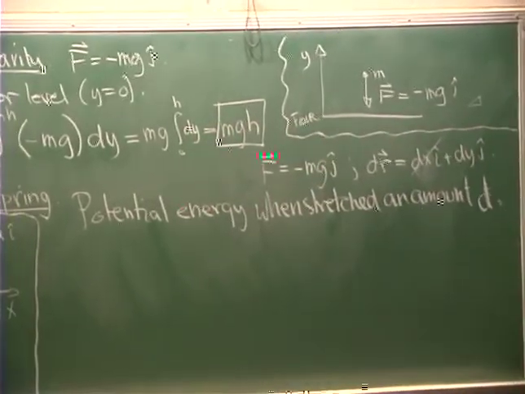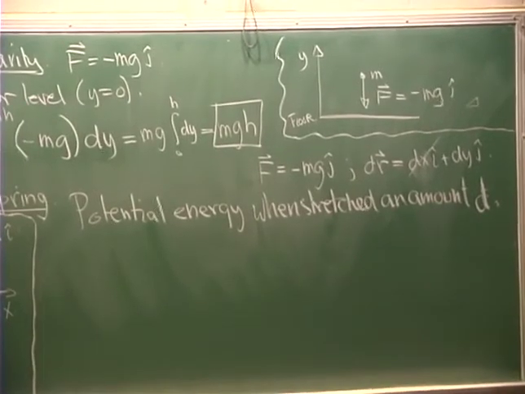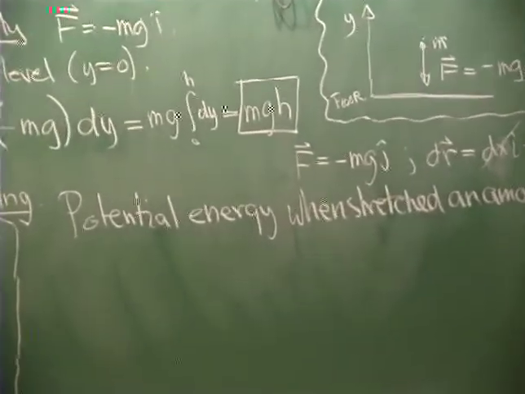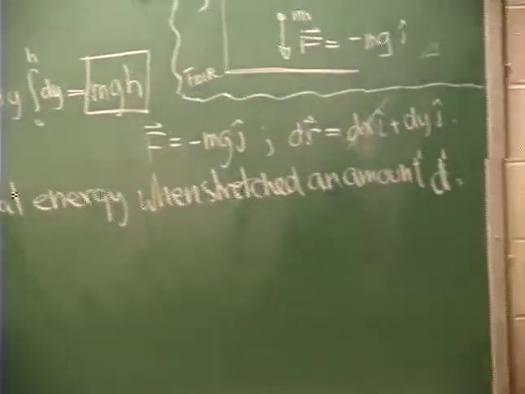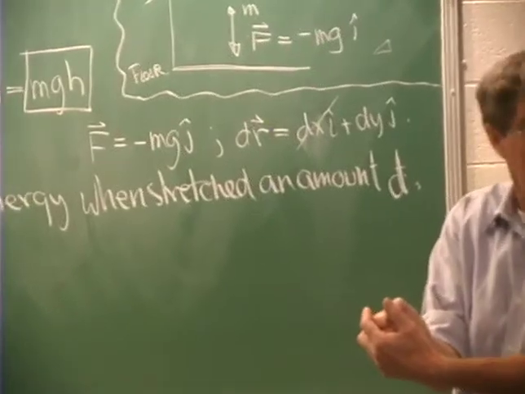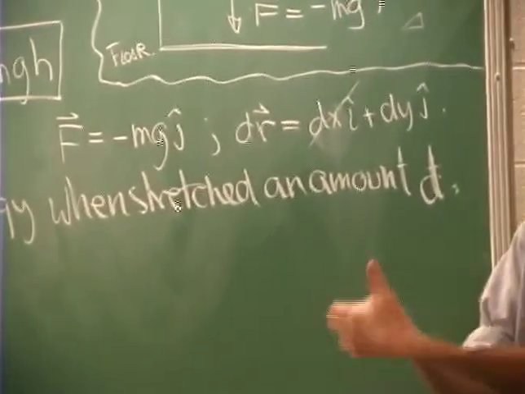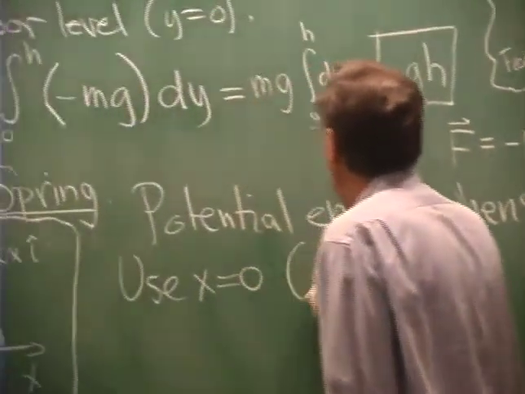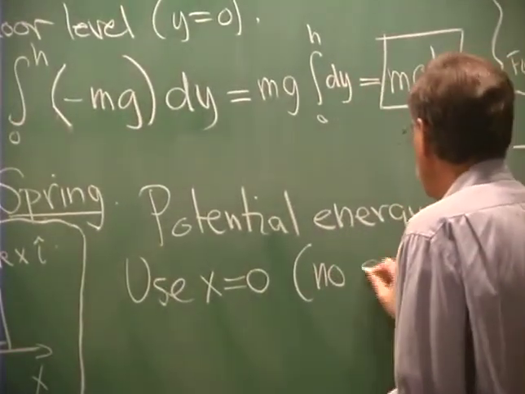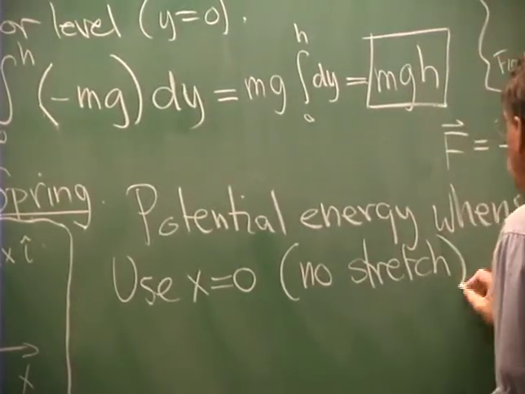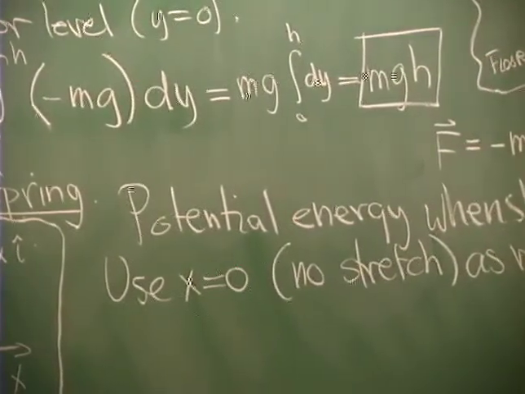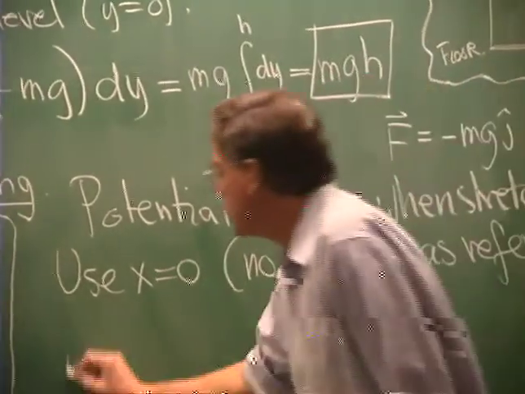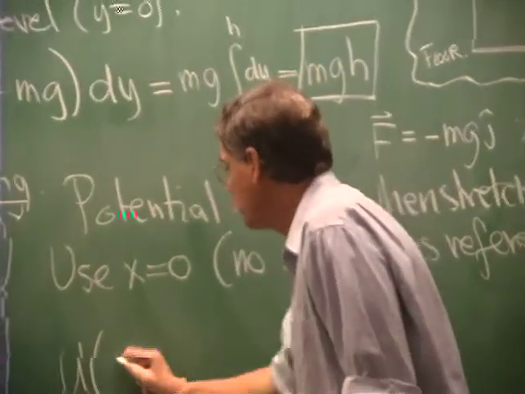First thing you've got to decide in calculating potential energy is what reference point you will use. For the spring, what is the natural reference point? The natural value of x. Zero. Equilibrium, not stretched at all. That would seem like the sensible place to define as your reference point. Use x equals 0, no stretch. Seems like a sensible way to do business.